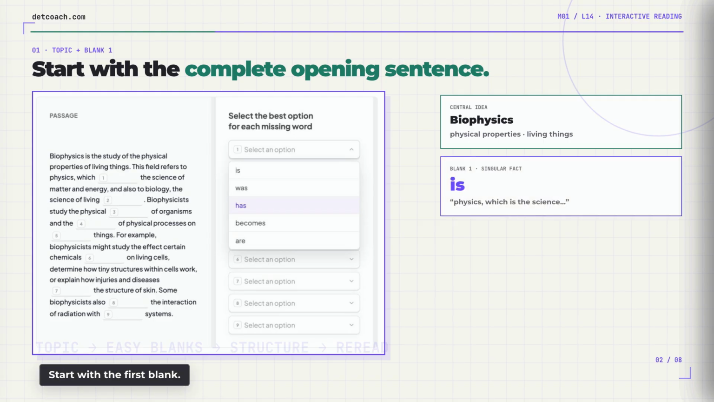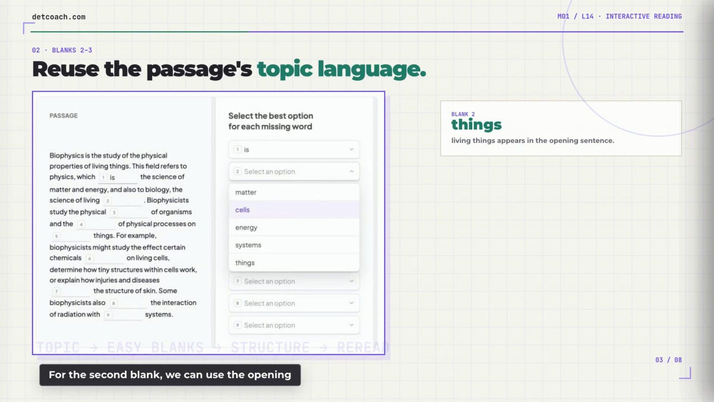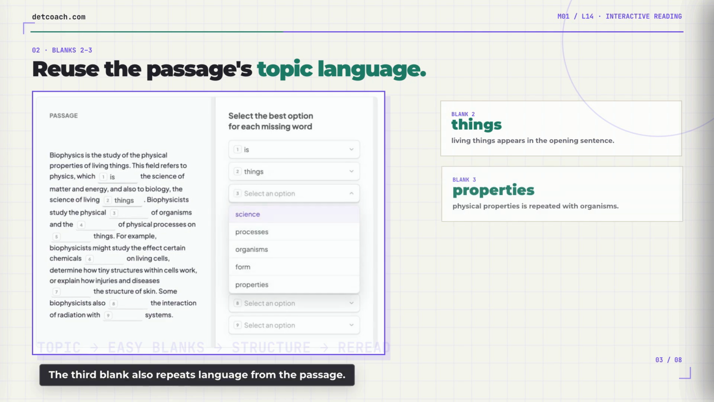Start with the first blank, which refers to physics, and the rest of the clause defines physics. The subject is singular, and the passage states general facts, so we select is. For the second blank, we can use the opening sentence directly. The phrase living things already appears there. This sentence defines biology, so it again uses the science of living things. The answer is things.